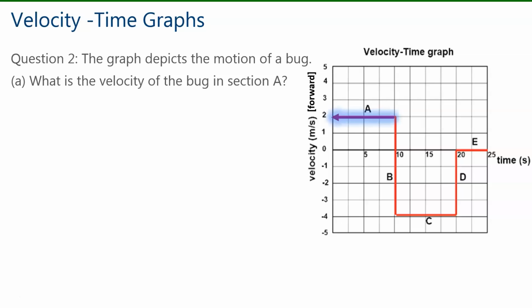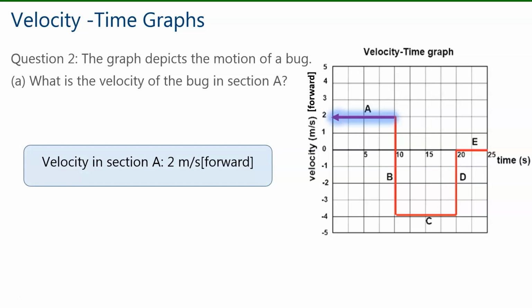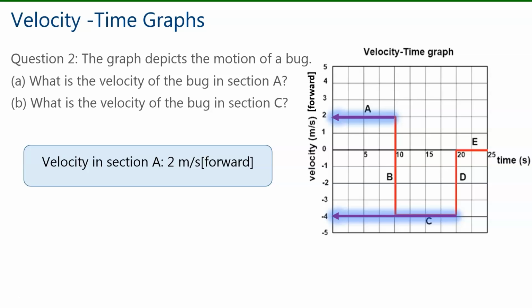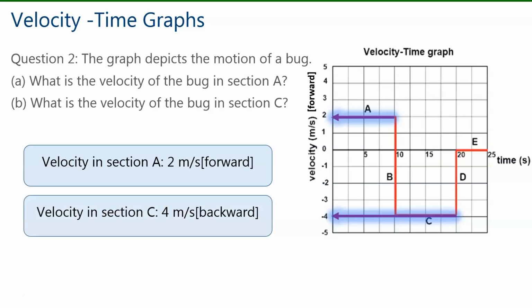If we draw a straight line across from the line on our graph to meet the y-axis, we can read off the velocity, and the velocity of the bug in section A is 2 meters per second forward. Our next question asks us the velocity of the bug in section C. So we're going to do the same thing again. Draw a line from our graph over to meet the y-axis, and then we can read the velocity off here. And the velocity in section C is 4 meters per second backward, or you could have said -4 meters per second.